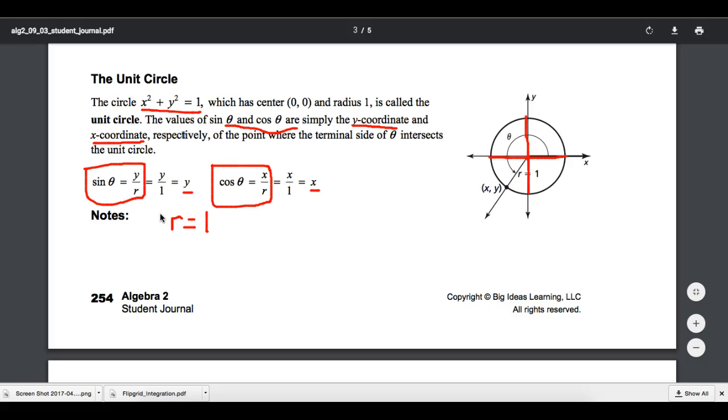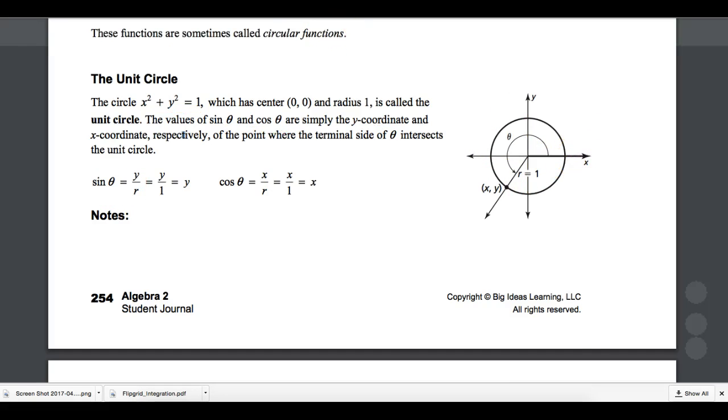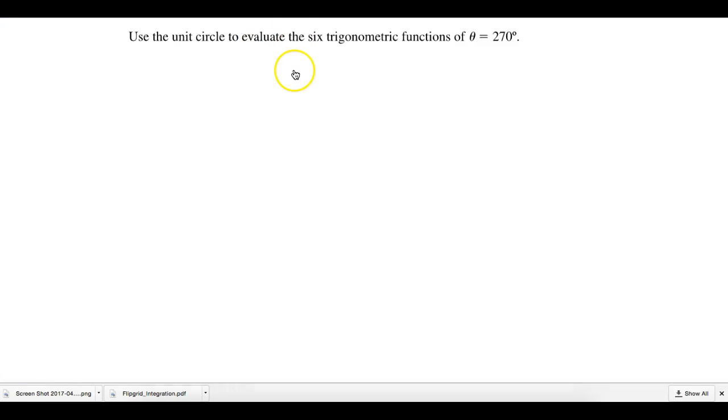We're going to go over a little bit more in class. We're going to talk about how we actually get these formulas. But for right now, you need to know these formulas, and you need to know that the unit circle is the circle centered about the origin that has a radius of 1. So now let's go back and look at our problem right here. Let's use the unit circle to evaluate the three trig functions of theta equals 270.